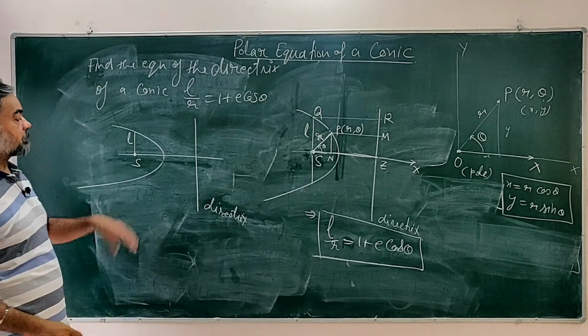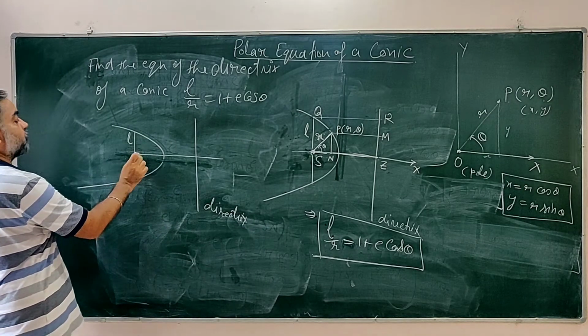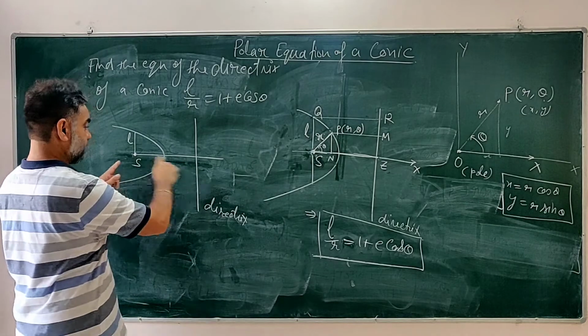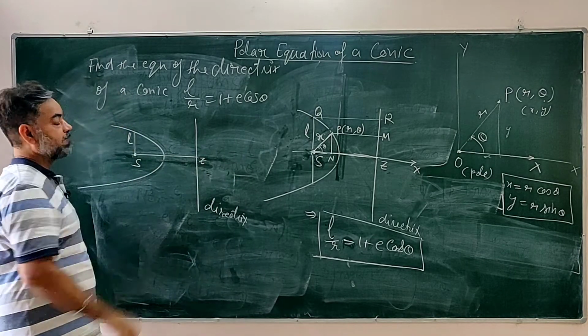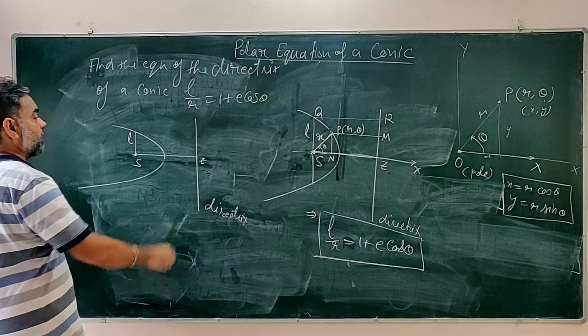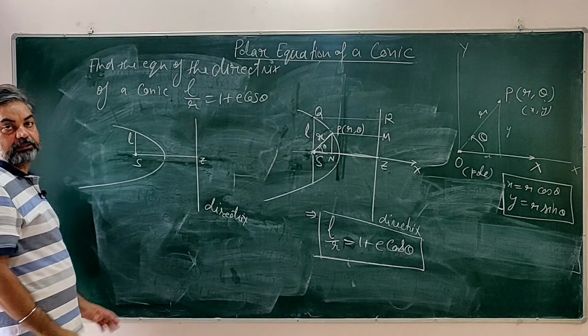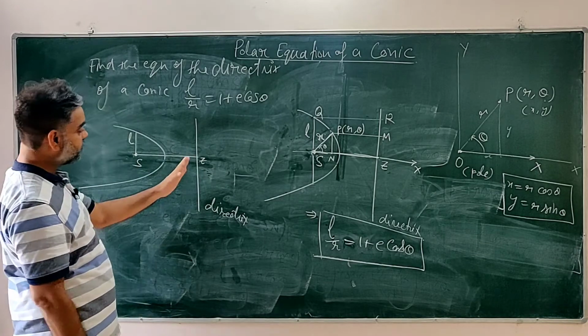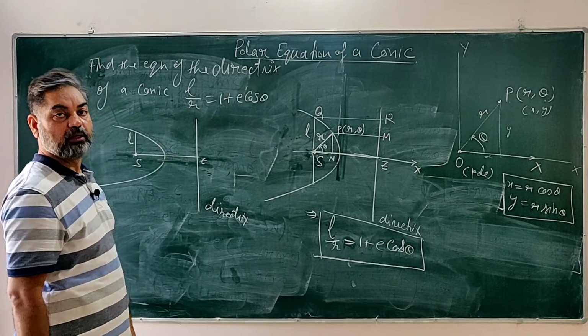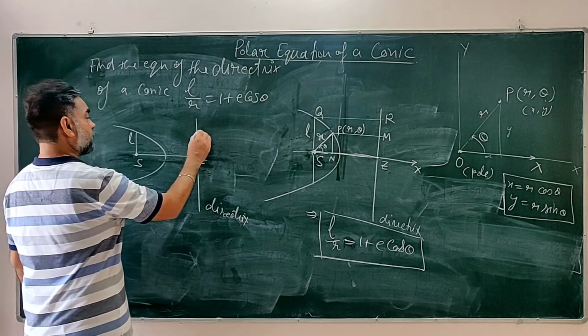The focus of this conic is the initial point, the pole. This is the axis of the conic, and we have to find the equation of the directrix which is nearer to the pole. Okay, there are two directions. We have to find the equation of the directrix which is nearer to the pole. So how do we do that?